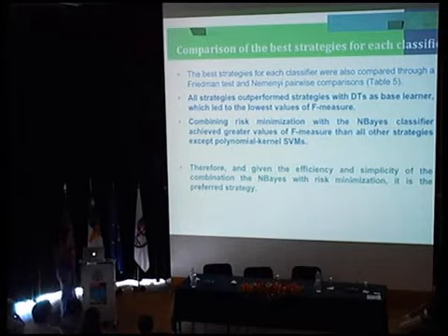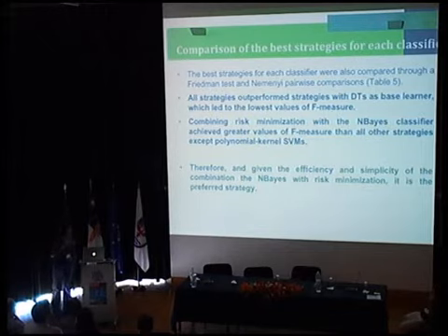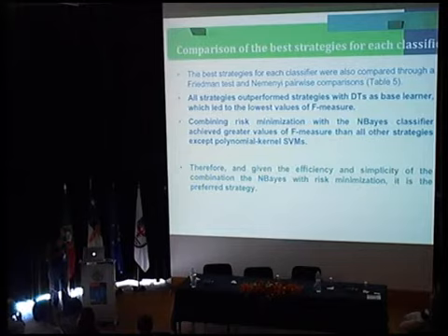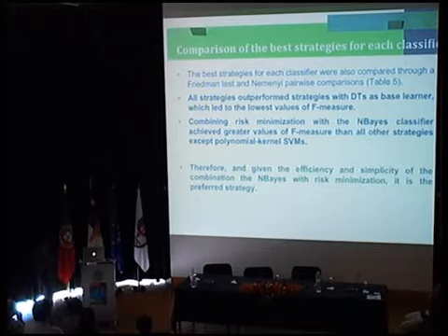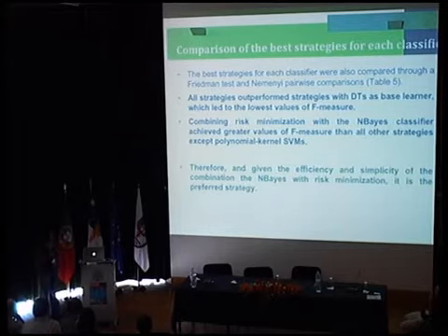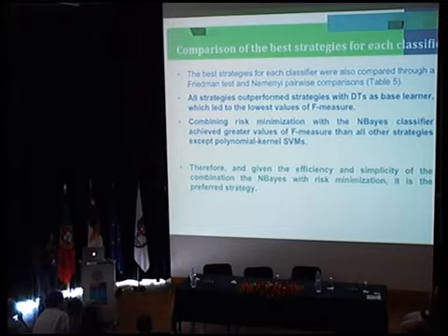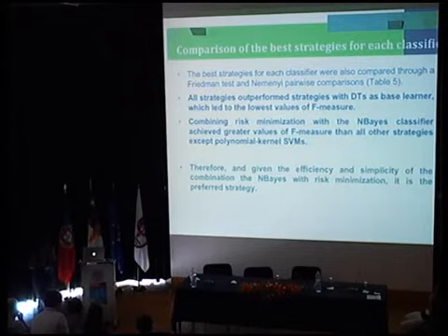Moreover, all strategies outperformed strategies with decision trees as Bayes learners. So the decision trees are not very good in our problem. And combining risk minimization with the naive-Bayes classifier achieved greater F measure values than all other strategies except polynomial kernel SVMs, but as I told you, it's very hard to sell an SVM to a doctor.